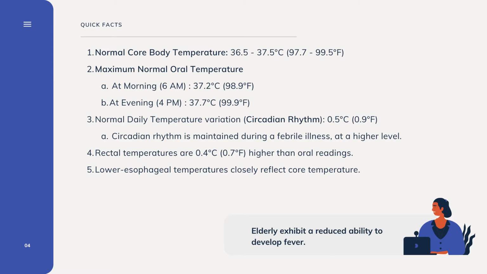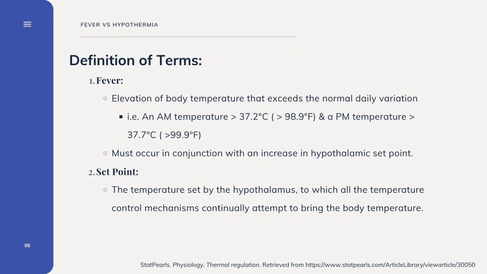Rectal temperatures are generally 0.4 degrees Celsius higher than the oral readings. The lower oral readings are probably attributed to mouth breathing, which is a factor in patients with respiratory infection and rapid breathing. Lower esophageal temperatures closely reflect core temperatures. It should be noted that certain populations such as newborns, elderly, and those with chronic hepatic or renal failure have a blunted febrile response.